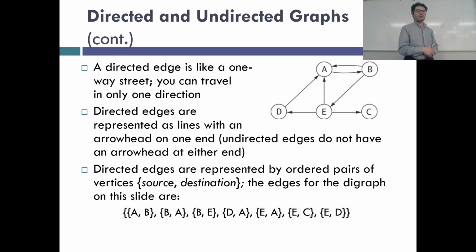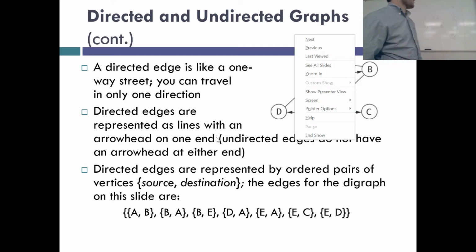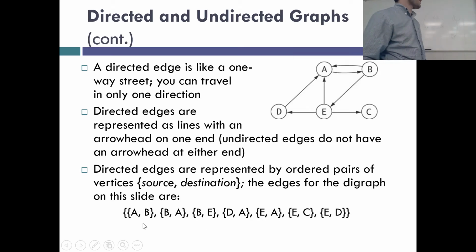So we represent the directed edges as lines with an arrowhead from one end to another. Directed edges are represented by ordered pairs of vertices, so source-destination pairs. Here we've got a bunch more edges. We've got A to B, but we've also got B to A. We have E to A, but notice we don't have A to E, right? Because there's no way to get from A to E directly.